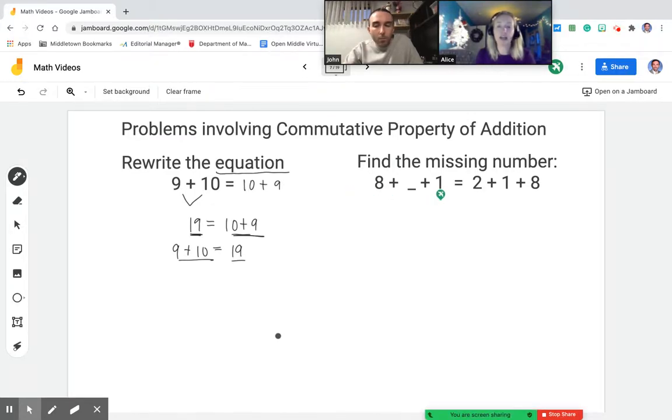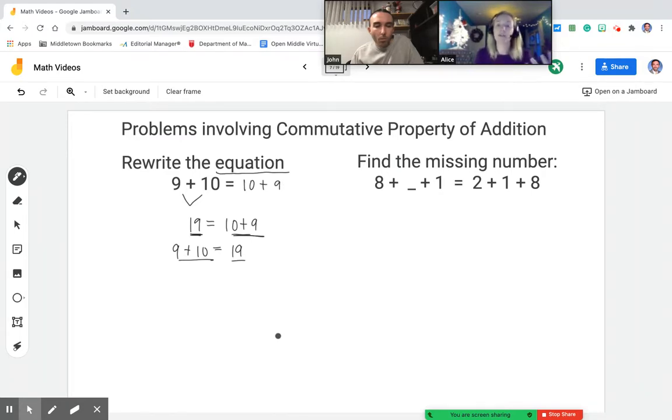So we have an unknown addend. We don't know what's there yet. Then on the right-hand side, we have some information. We have 2 plus 1 plus 8. So there's a few ways you could approach it. Again, because addition is commutative, the order does not matter.